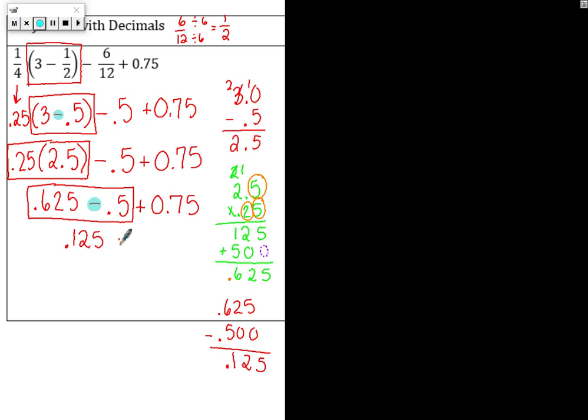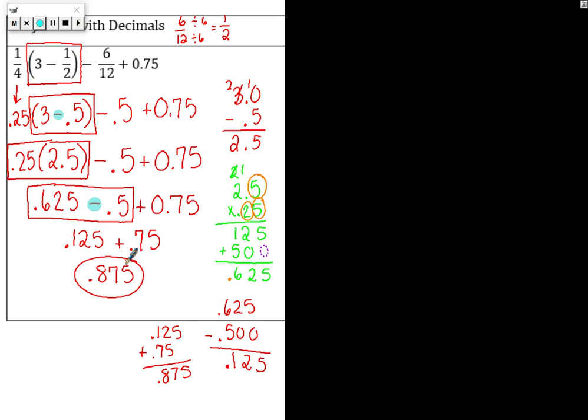I will now bring down the rest of the problem. It says plus 0.75, and to end this, they're both positive. I simply add these. 0.125 plus 0.75 gives me a total of 0.875. Now, that's how I solve it with decimals.